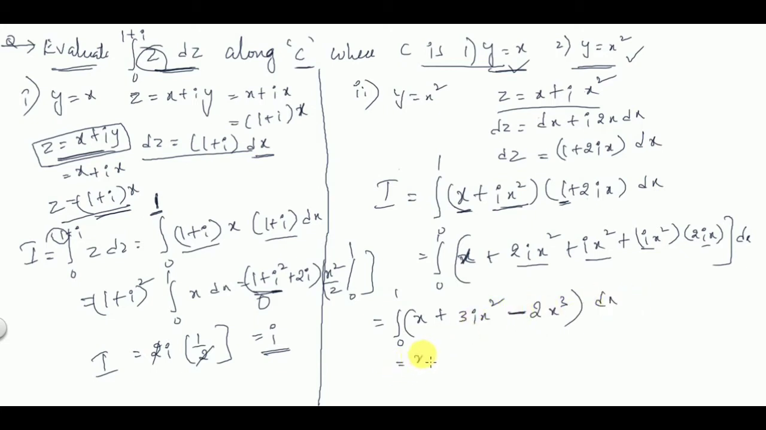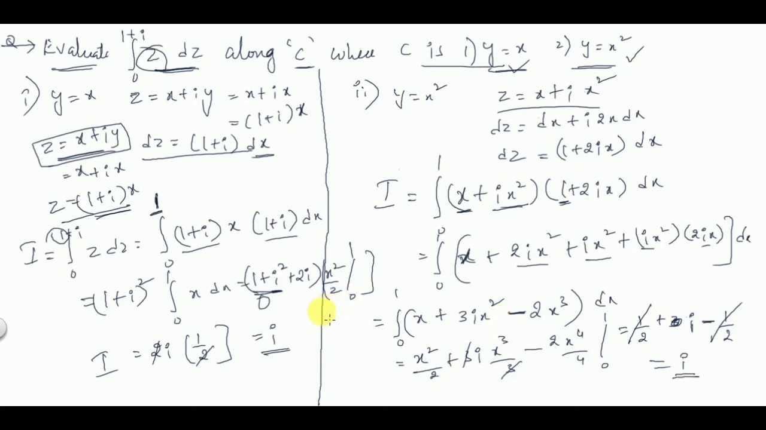Integral of x is x square by 2, plus 3i into integral of x square, which is x cube by 3, minus 2 into x to the power 4 by 4. Limits are from 0 to 1. If you substitute the limits, it will be 1 by 2 plus i, since the 3 gets cancelled, minus 1 by 2. So minus 1 by 2 plus 1 by 2 gets cancelled, and the value you get is i.